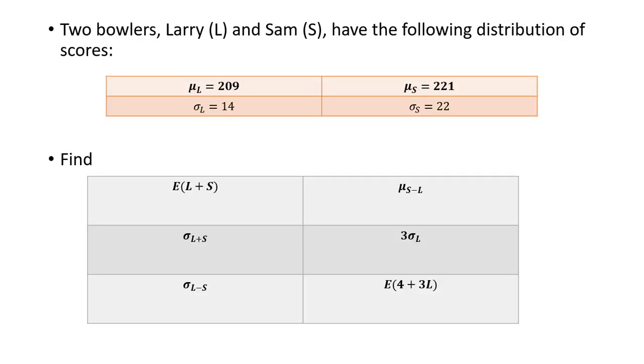All right. Okay, so last example here. We've got two bowlers, and this is just the data table, so this is just the information you need. You've got the mean and the standard deviation of each one of Larry and Sam bowling. They're pretty good bowlers, with 200 and something. I mean, that's pretty good. And now what we want to do is find each one.